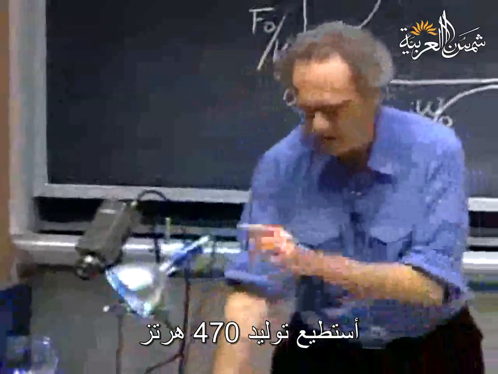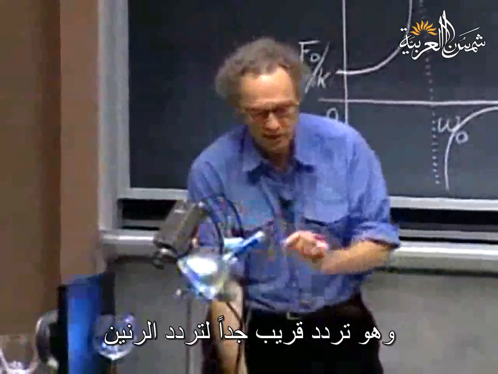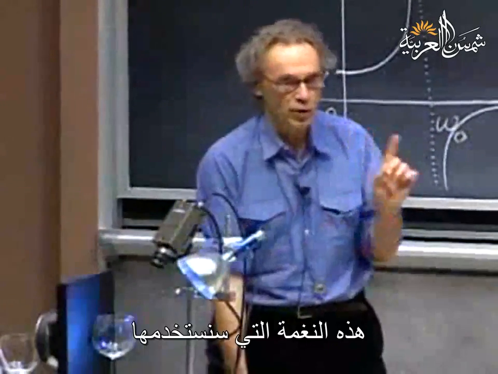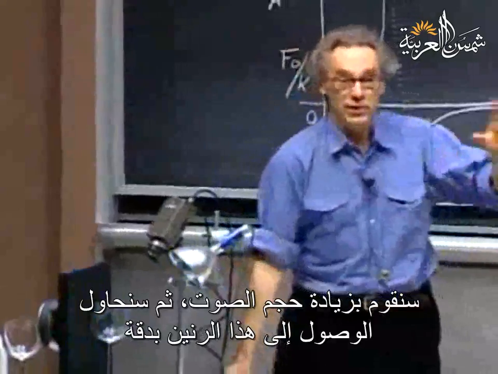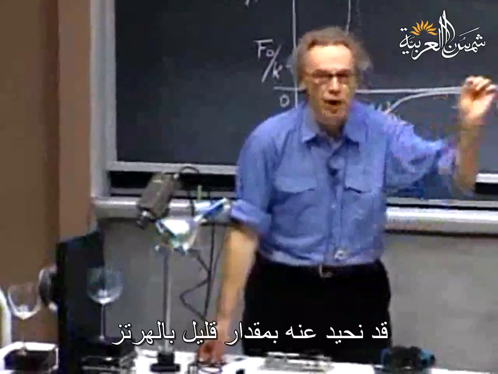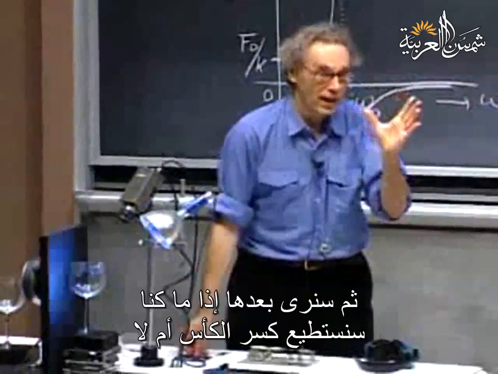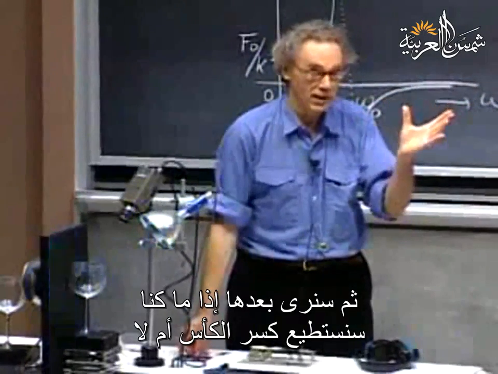So I will make it darker shortly, but I want you to see at least most of this. I can generate then the 470 hertz, which is very close to the resonance frequency. This is the tone that we will use. We will increase the volume, and then we will try to hit that resonance just right. We may be off by a few hertz. We have to be right on within a hertz, and then we'll see where we can make the glass break.